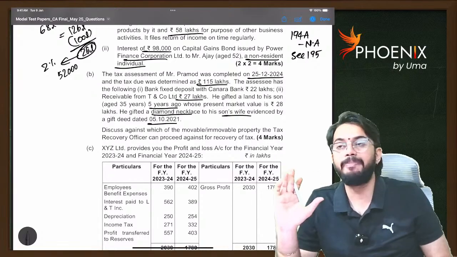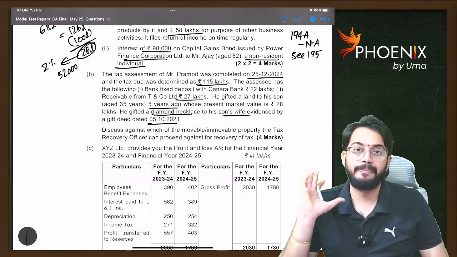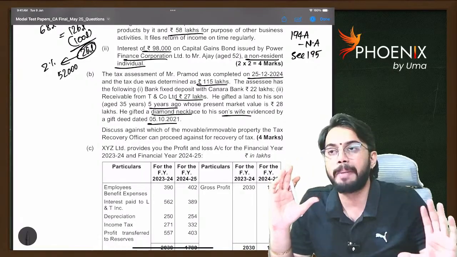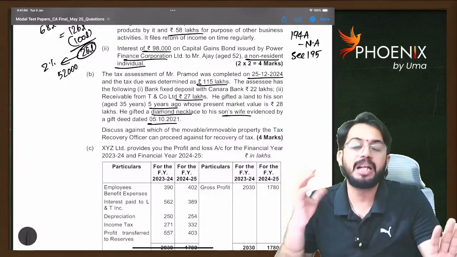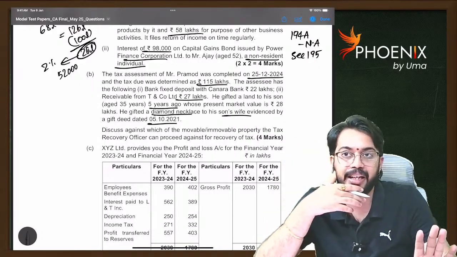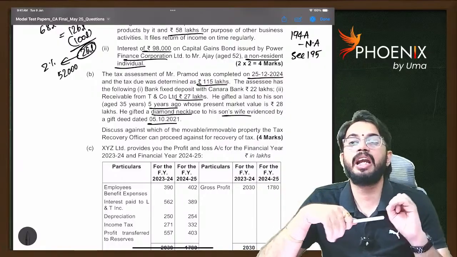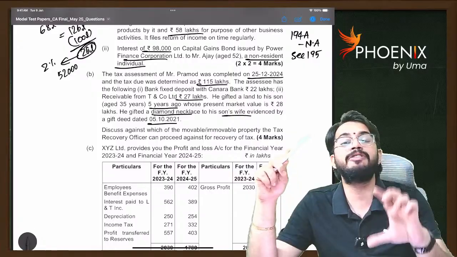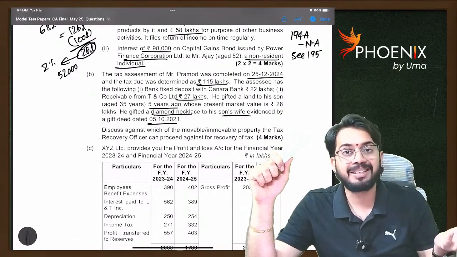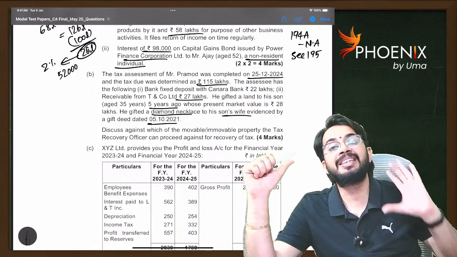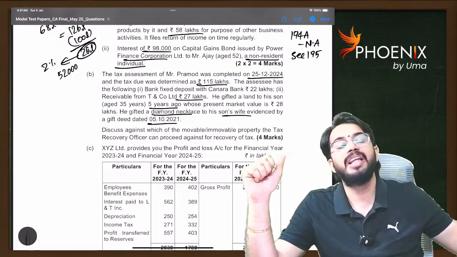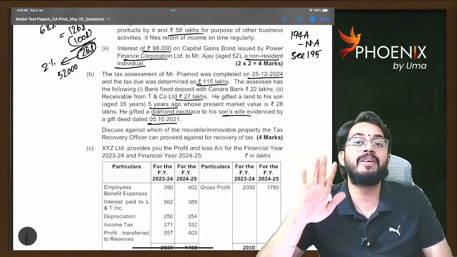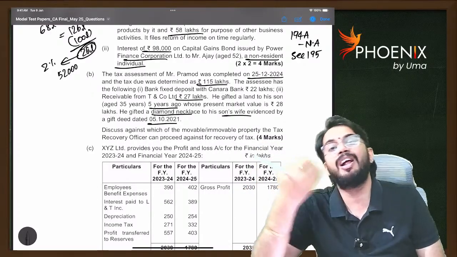Actually, this question is from the recovery of tax chapter. The tax recovery officer will first prepare a tax recovery certificate and he will recover tax from the SSC. While recovering tax, he can recover from the SSC's movable property and immovable property. If the SSC gives any gift to his minor son or his spouse, even those assets gifted to minor son and spouse will be deemed as SSC property, and whatever those assets are, they will also be recovered.